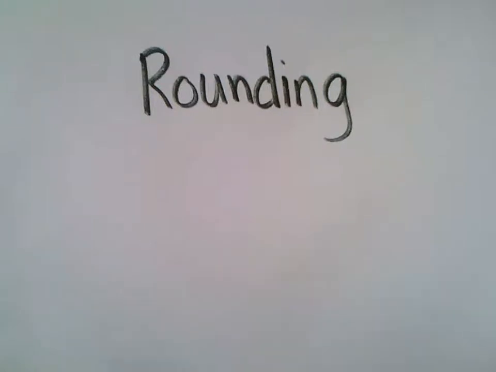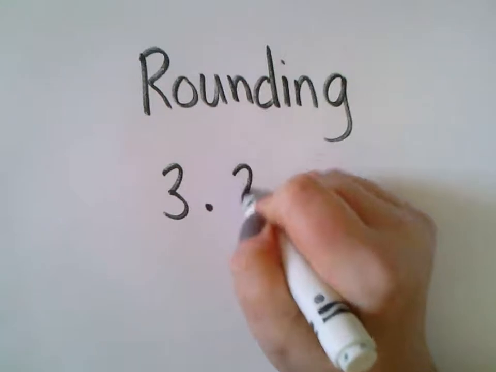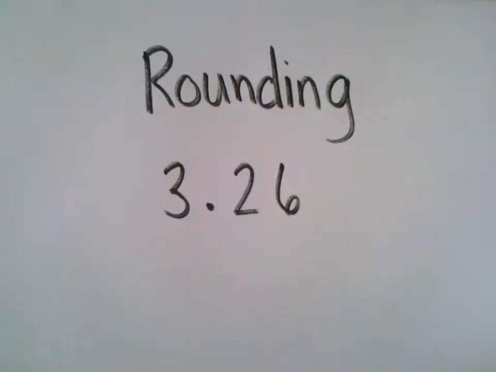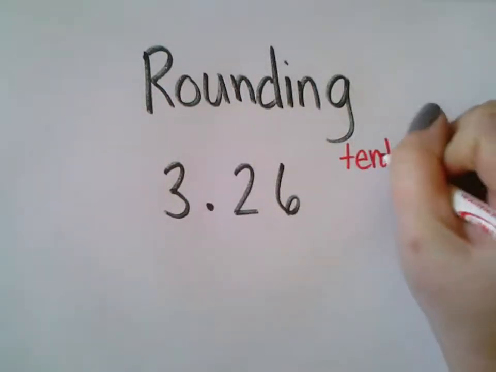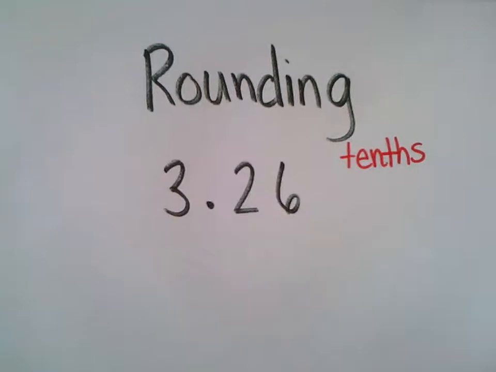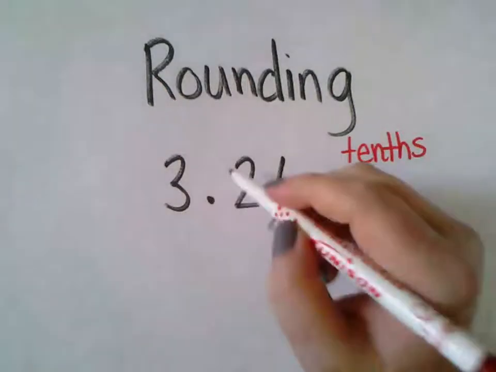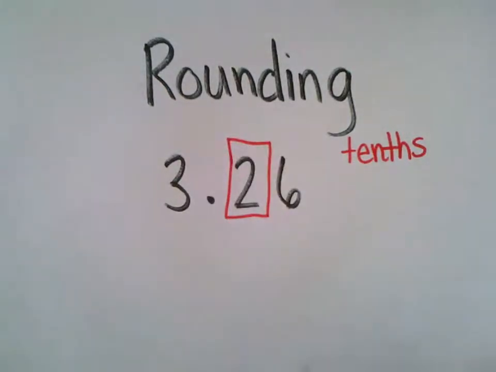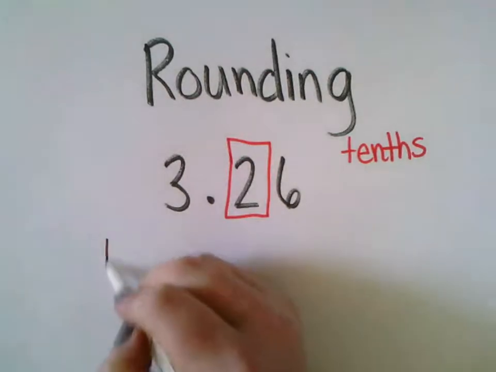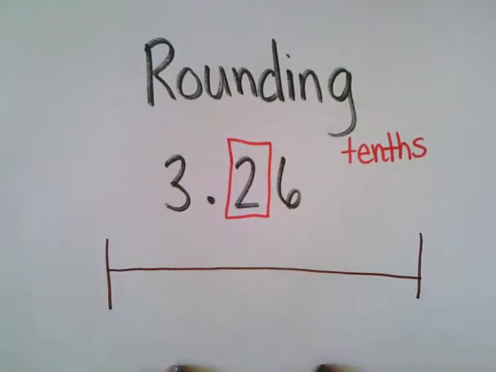So our first number that I want to round is going to be 3 and 26 hundredths. And I would like you to round this to the nearest tenths place value. So the first thing you need to think about is what number is in the tenths place value. Very good. I know you all said 2. So we're rounding to the nearest place value. So we are going to make a number line. So when we make our number line, we have our beginning and our end, and then we also have our midpoint. So make sure you always put your midpoint in.